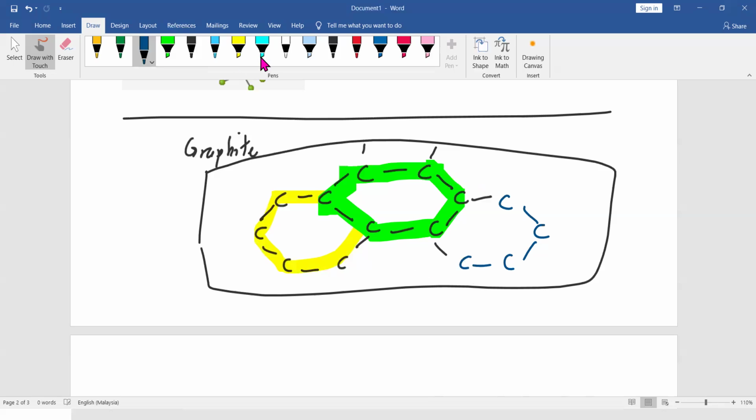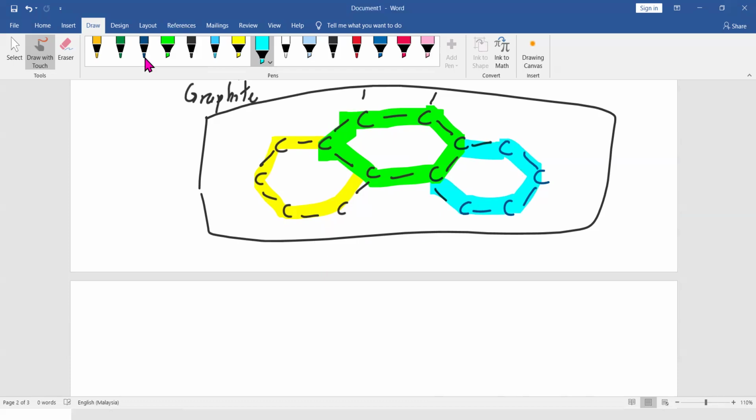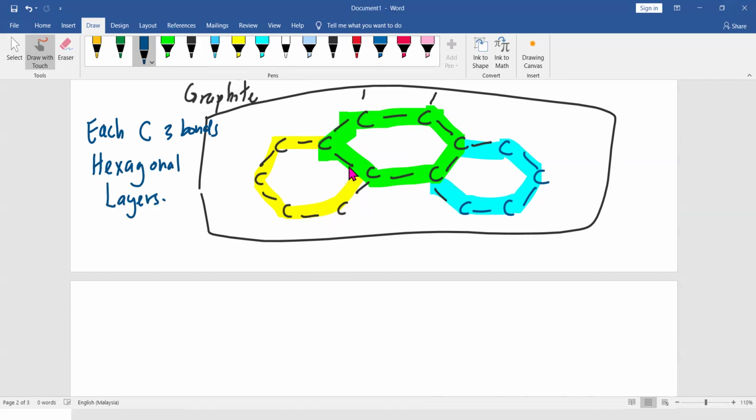Okay, what shape is this? Here, another ring. Hexagon. Okay, so in graphite, each carbon has three bonds, and it forms hexagonal layers. It forms a layer. So this one, you repeat it about 5 million times, it forms one layer.